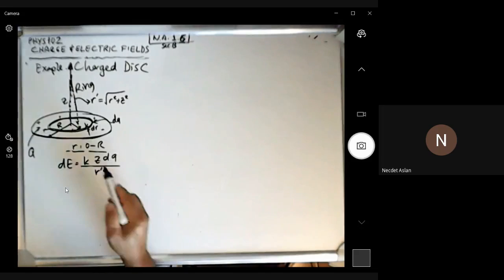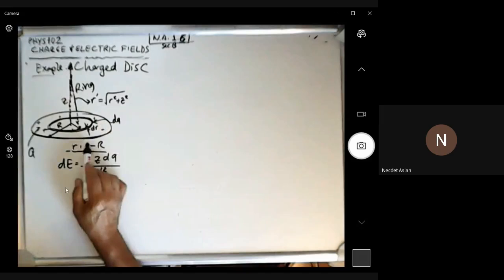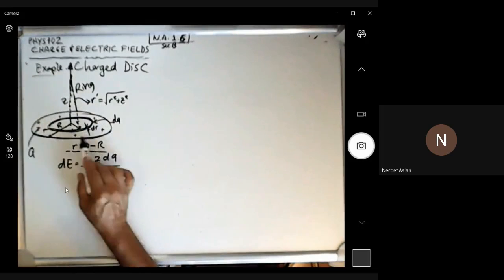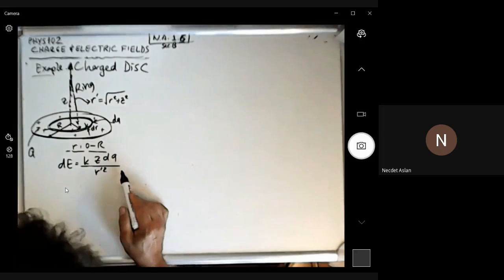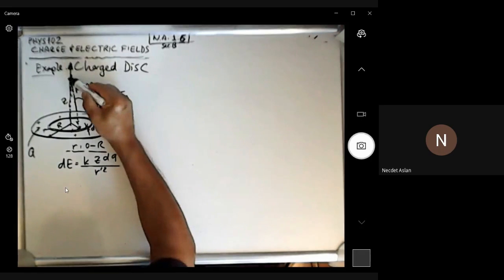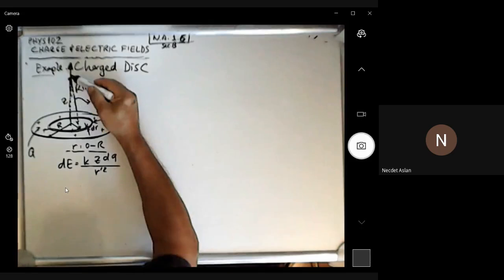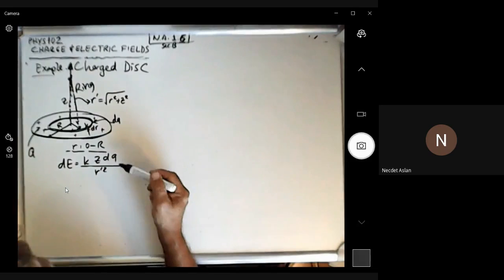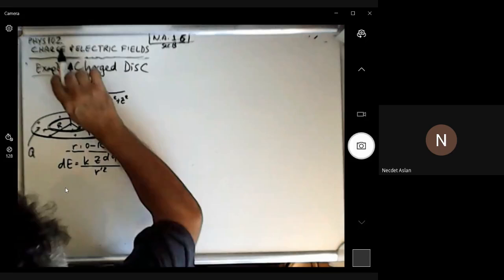Okay, guys, in this example, we have a charged disk, a very thin disk, and we put a positive charge on the surface, homogeneously distributed. We would like to find out what the electric field is just a distance z above the center line of this shape. We know that the electric field will be totally in the z direction because of the symmetry.